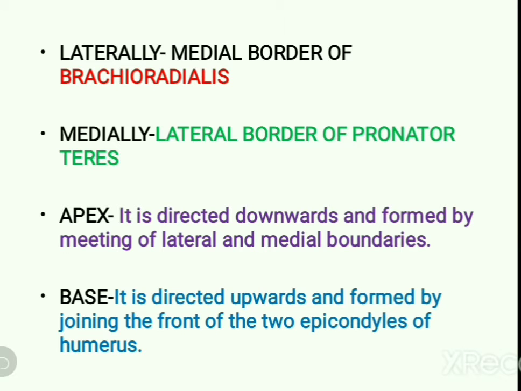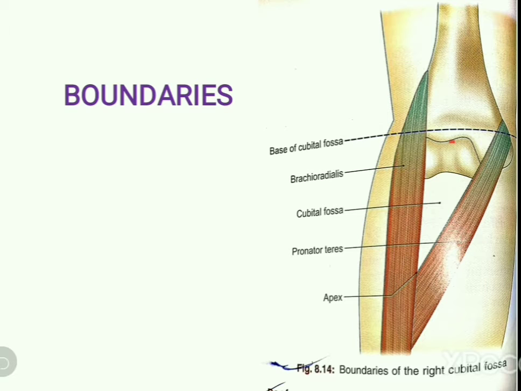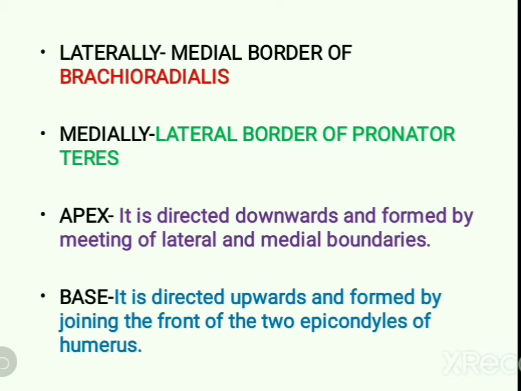Now let's see the apex. The apex of the cubital fossa is directed downwards. That is, the cubital fossa is an inverted triangle. Okay, so the apex is directed downwards here and it is formed by the meeting point of the lateral and the medial borders. Clear? Now the base of the cubital fossa.